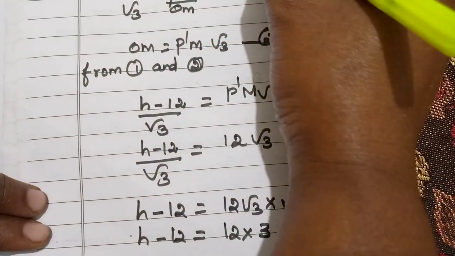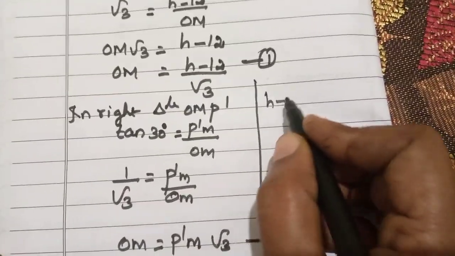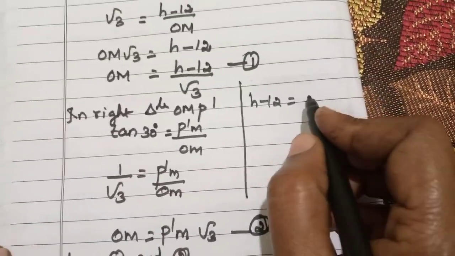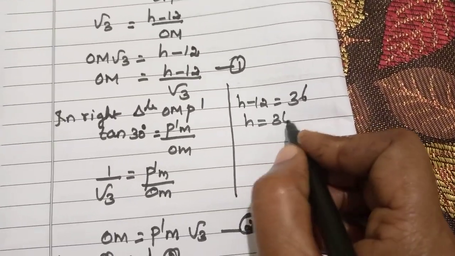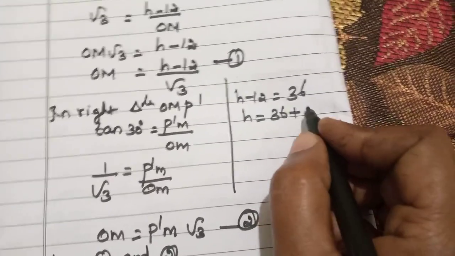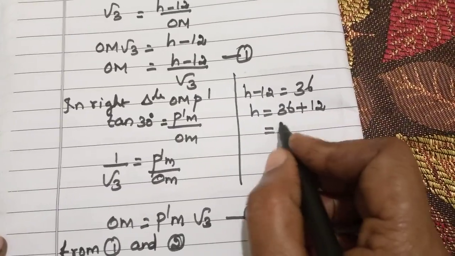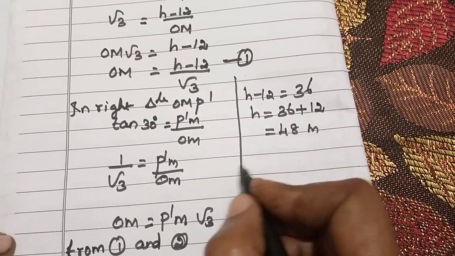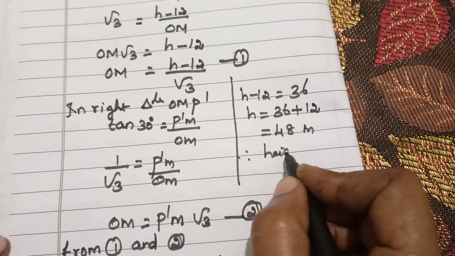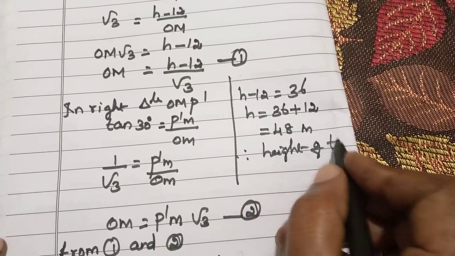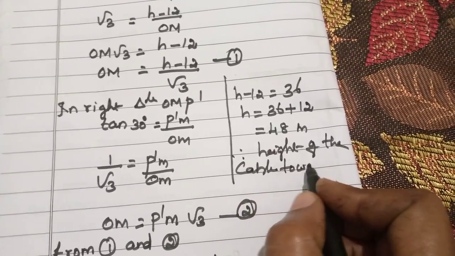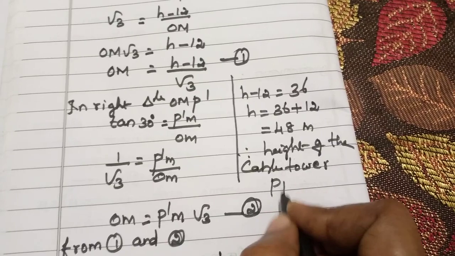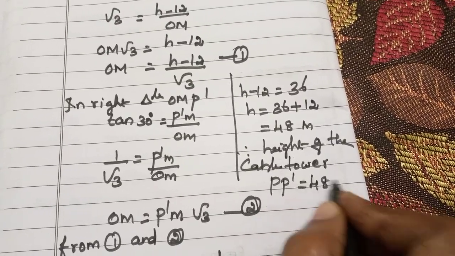From here, height minus 12 equals 12 times 3, and 12 threes are 36. That is, h is equal to 36, and this minus 12 brought here becomes plus, which is equal to 48 meter. Therefore, the height of the cable tower PP' is equal to 48 meter.